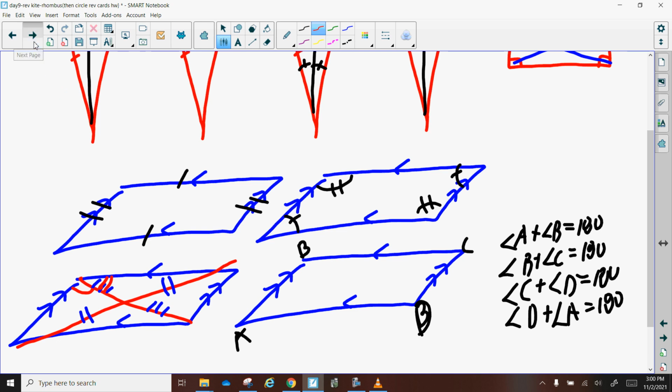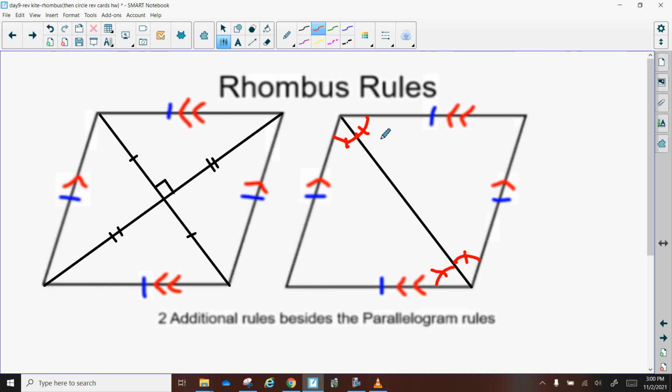Additionally, it doesn't happen just to this diagonal, but it also happens to this other diagonal. So this one is going to have a different measure than this one, but this angle is going to be cut in half, just like the other side. So these are two additional rules, not just for parallelograms, but that have to be for a rhombus.